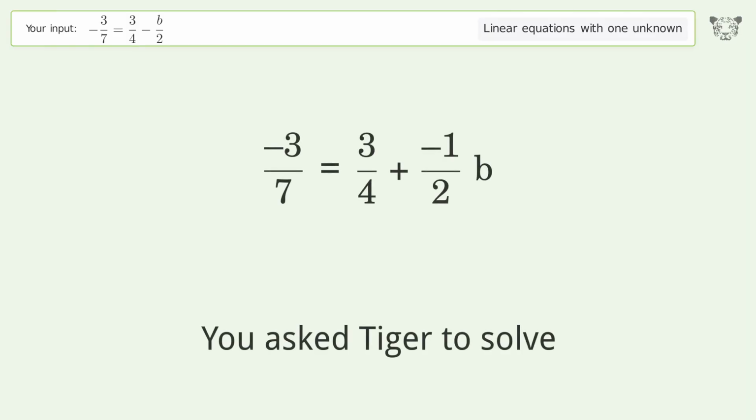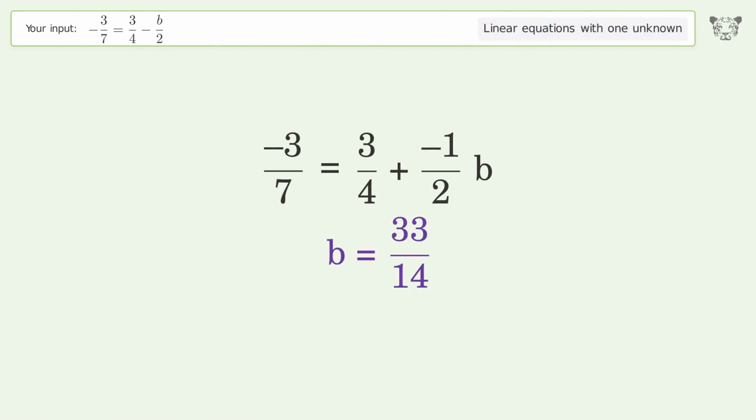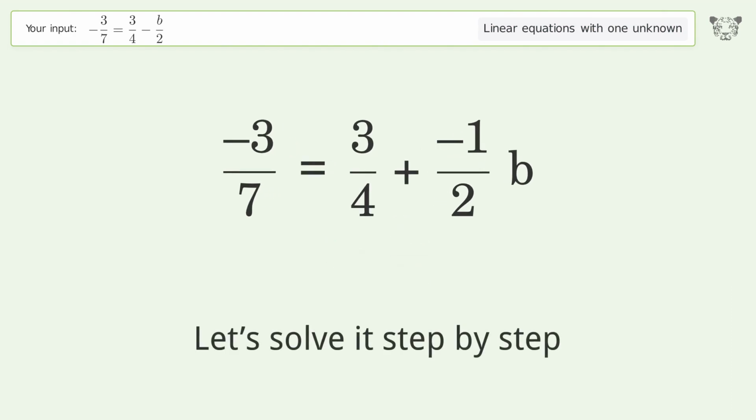You ask Tiger to solve. This deals with linear equations with one unknown. The final result is b equals 33/14. Let's solve it step by step.